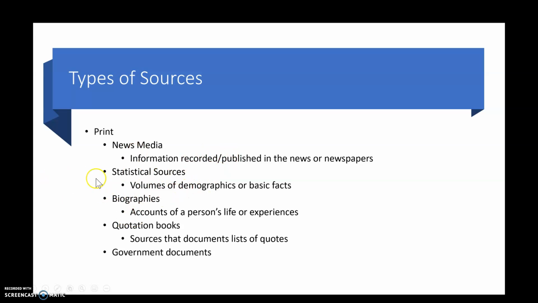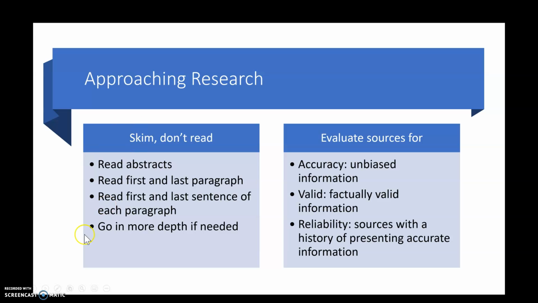Statistical sources, these can be fun. These are volumes of demographics or basic facts. They're really useful in science papers especially. Biographies are accounts of a person's life or experience. Quotation books are sources that are documents or lists of quotes. And then you also have government documents as well.